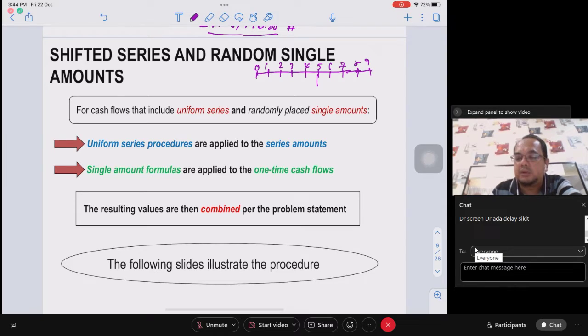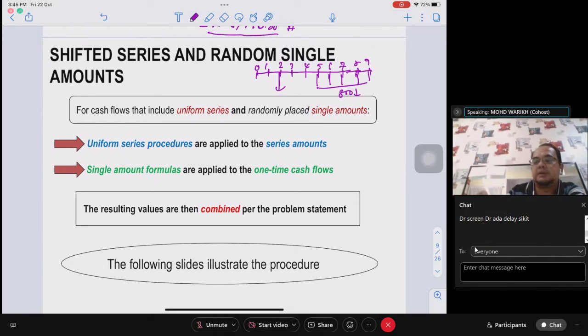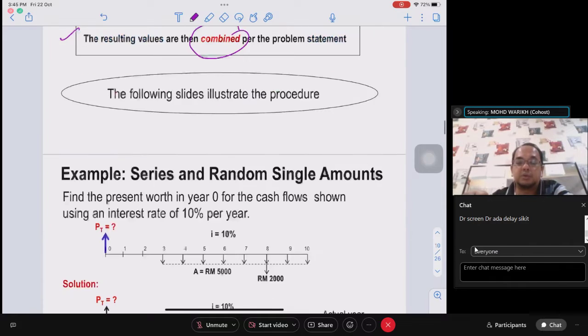Example, the 5 until year... Okay, it's 8,000 ringgit. Suddenly they found one number at year 2, 7,000. So how to calculate? Okay, but it's a very simple one lah. That means the resulting values are then combined, combined per problem statement. Okay, we go to the example. Sure you understand.